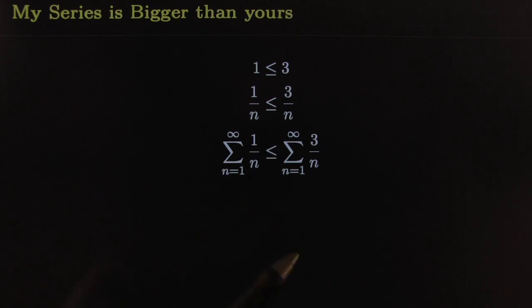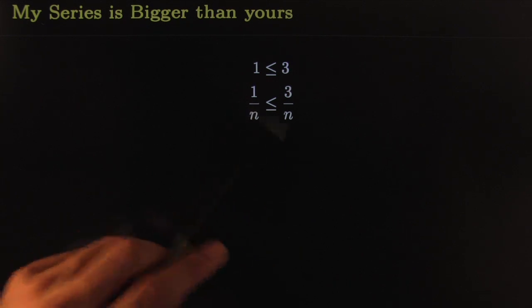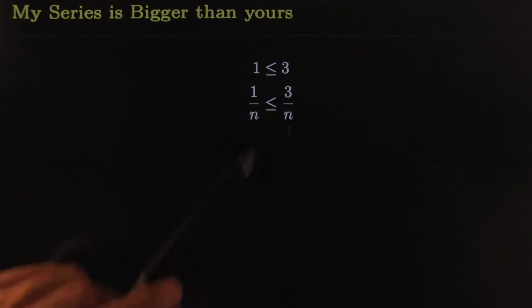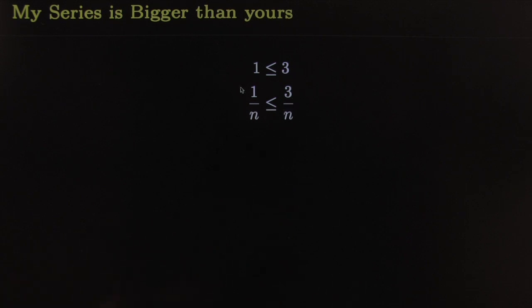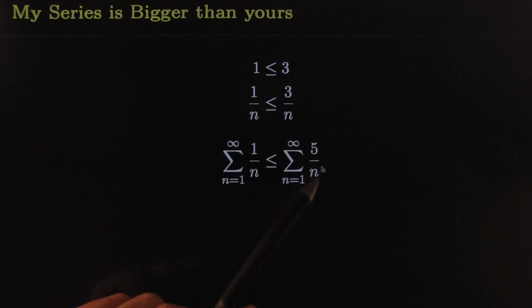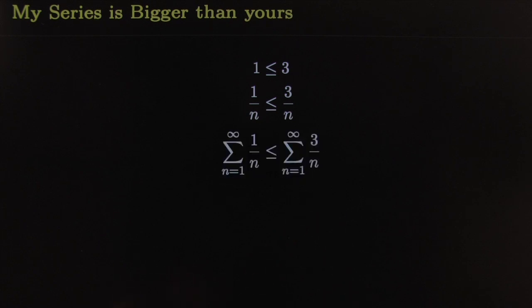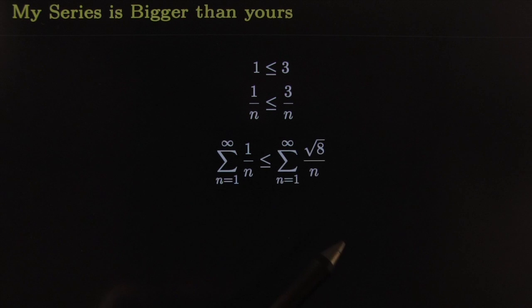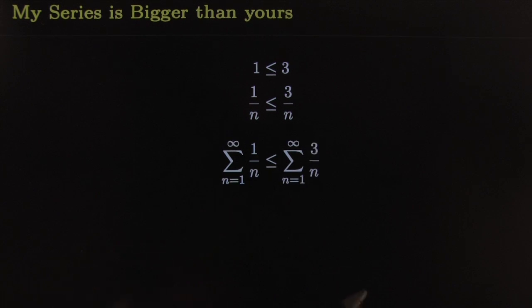Slap some sums on both sides. If you missed that here, first you show that that's always true for sufficiently large n's. In fact, this is true for all positive n's. Slap the sum on both sides, and that would work for 5. There's nothing special about 3. You could play this game with 3, with 5, with pi, with anything that's bigger than 1. You could do it all day long.